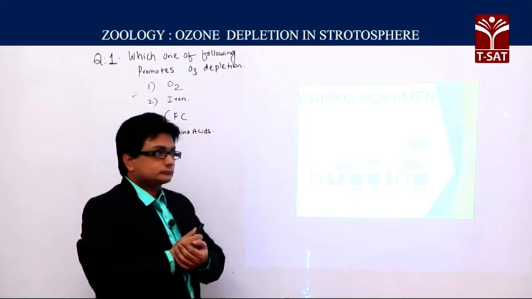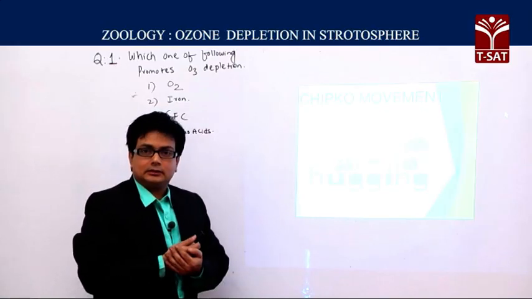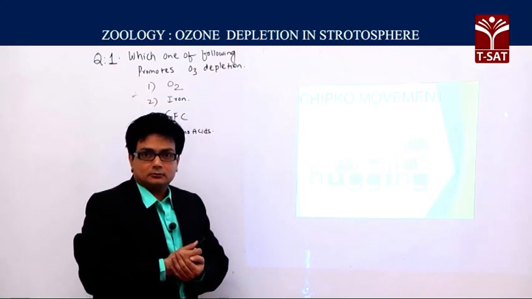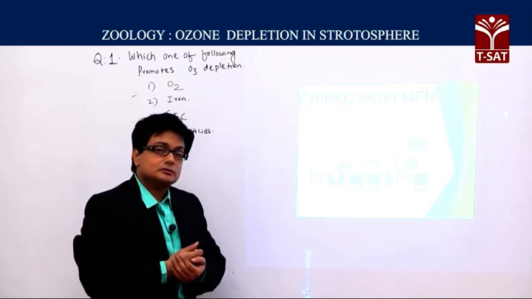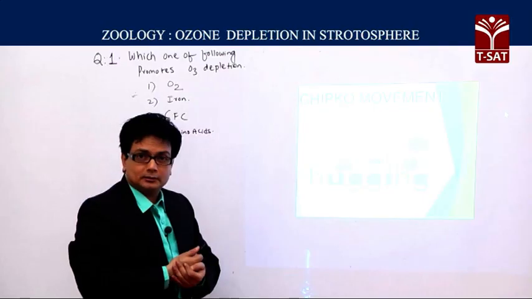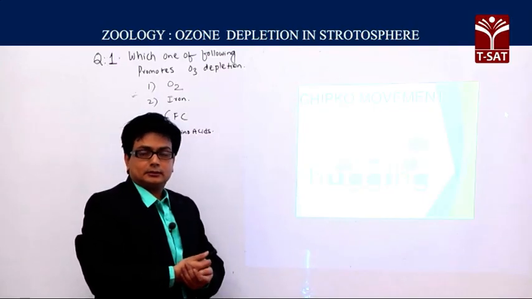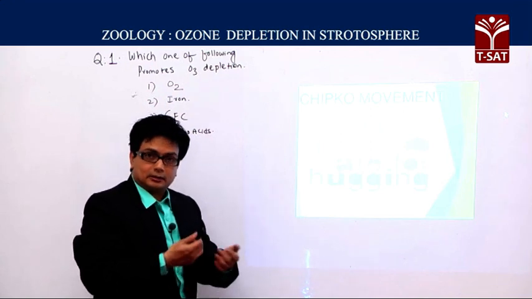ozone depletion. The second one, iron. Iron is an important component of the living systems. Iron is seen as a component of hemoglobin and the cytochromes, and that has nothing to do with the atmosphere.